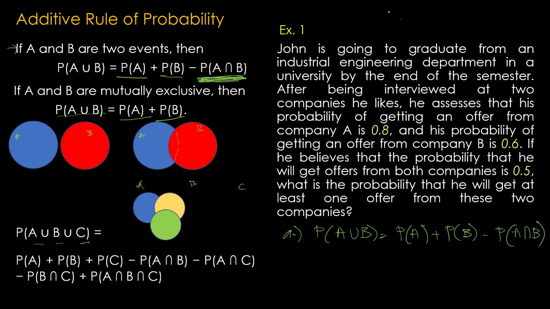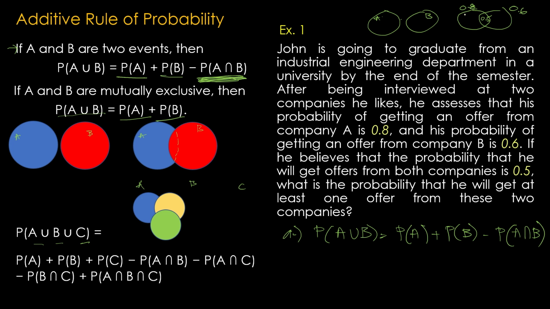the probability of getting an offer from company A is 0.8. This is company A. Company B is 0.6. And the probability that he will get offers from both companies should be the intersection between these two. So it looks like this. You have this one 0.8 and this one 0.6. And the intersection should be 0.5. So the 0.8 is the whole of this area, and the 0.6 is the whole of this area.